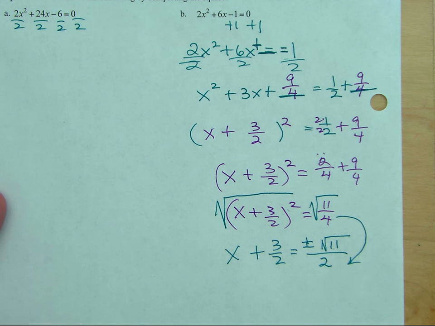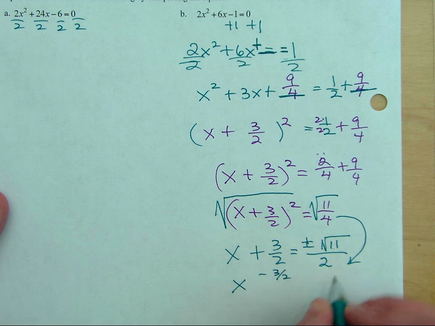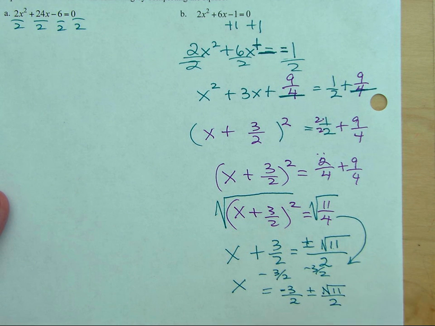It's what we call an irrational number. Since it's not a perfect square, if I took the square root of it, it would be a decimal that would go on for infinity. It'd be a messy number. So to be more exact, we leave it as the square root of 11. What should I do now to get x by itself? Yes, I'm going to subtract 3/2 from both sides. So I get x equals negative 3/2 plus or minus the square root of 11 over 2.